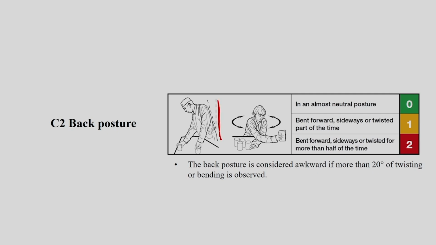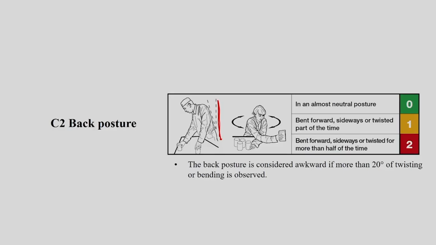Bent is forward bending, twisting is to the left side or right side, and bending can also be left side and right side. So you can have the value. Here it is mentioned the back posture is considered awkward if more than 20 degrees of twisting or bending is observed. So this is only a gross identification of your posture.